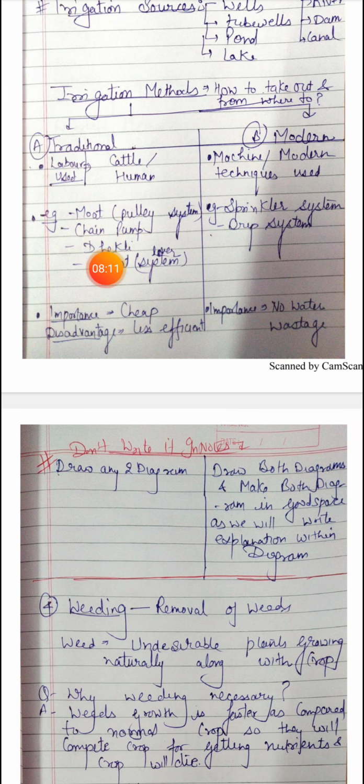You see, these are the traditional methods. This is the moat, chain pump, dhekli and rahat. In it you can see a circular wooden piece, and on every point there is a bucket. It is hand operated. If the bullocks move around that circle, the buckets go inside the well, water moves up, and then the field is irrigated. You will see the photo and diagram in the book, then it will be easy for you to understand.